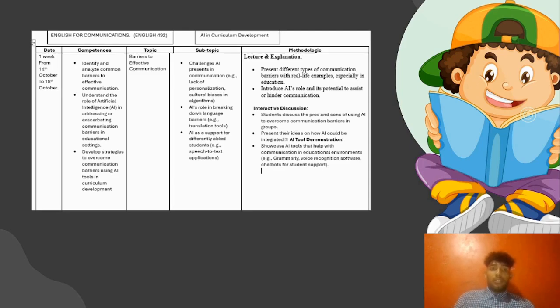The code is 292. This is based on AI curriculum development. The topic that they have to learn during only 1 week, once again, is barriers to effective communication, and also the three competences. The subtopics are challenges AI presents in communication, lack of personalization, AI's role in breaking down language barriers, and AI support for differently abled students, speech-to-text applications.